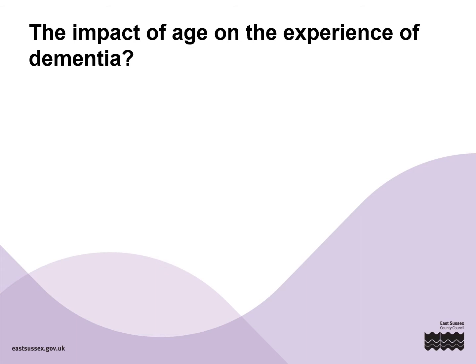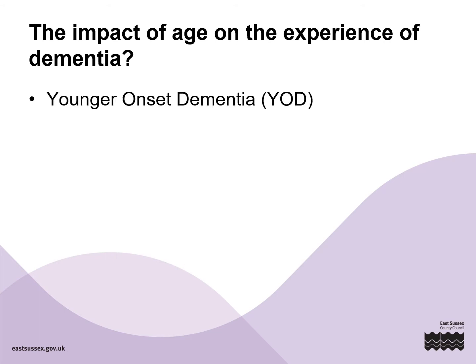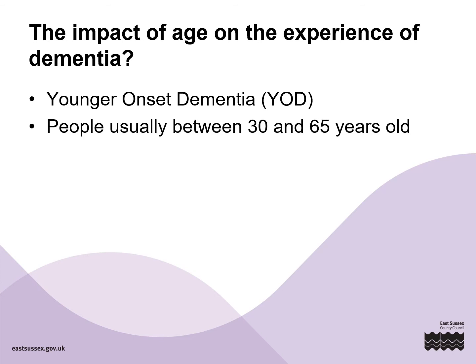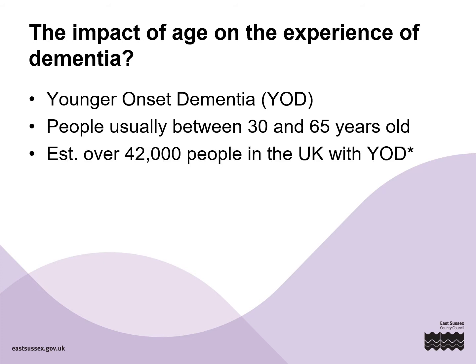Most people think of dementia as something that happens to only older people. However, there is a proportion of people diagnosed with dementia at earlier ages. This dementia is often referred to as early onset dementia or young onset dementia. And these are usually people between the ages of 30 and 65 years old. There are 42,000 younger people who have been diagnosed with dementia in the UK.